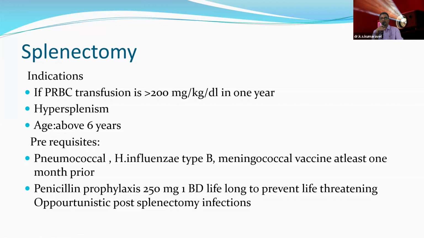Okay. Before doing this, you have to give vaccination with pneumococcal, influenza B, and meningococcal vaccine at least 1 month prior. And penicillin prophylaxis can be given lifelong for opportunistic post-splenectomy infections. Okay. I think malaria prophylaxis also has to be given. Yeah, in highly endemic areas, malaria prophylaxis should be given. Okay. Broadly, what are the types of thalassemia you know?